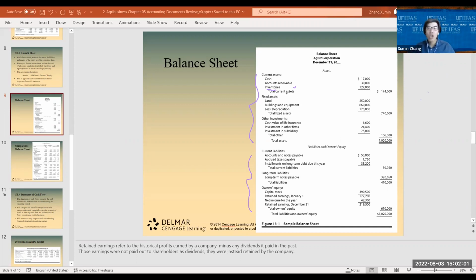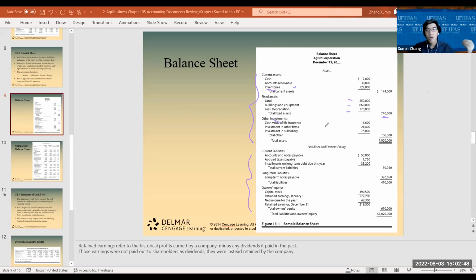And then we have the total current assets, and then we add the total fixed assets. The fixed assets, I don't need to read those: the land, the buildings, the equipment. Those are fixed assets for this period. For sure, your fixed assets will lose part of their value. It's called depreciation.